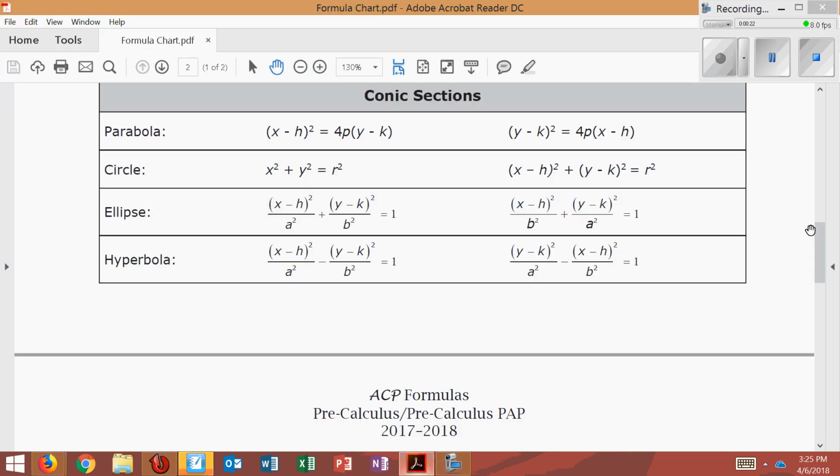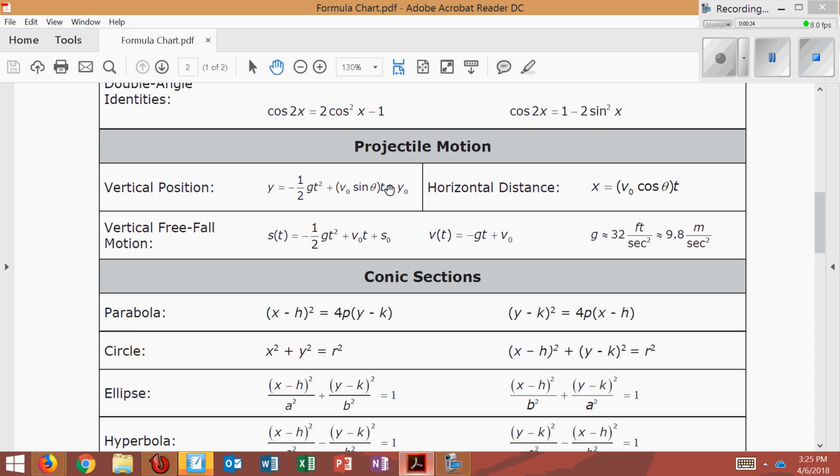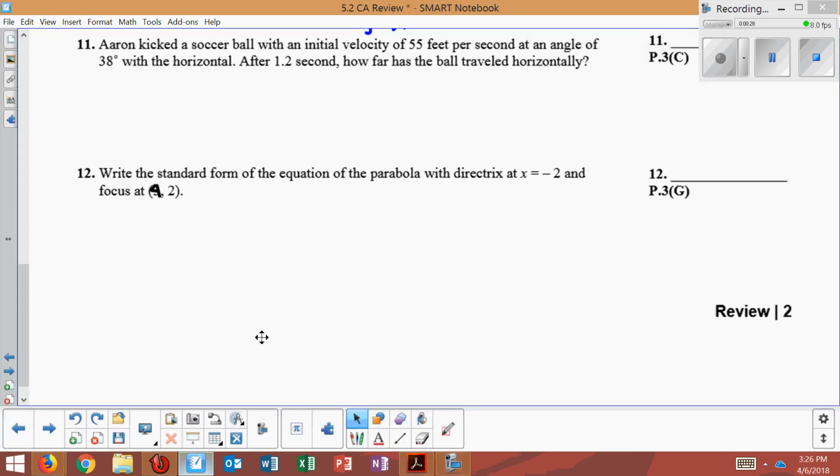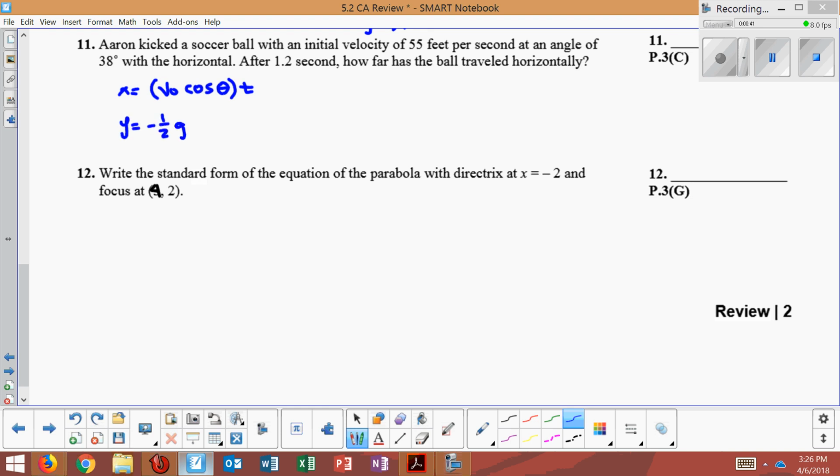We look over at the formula chart and we're going to go to projectile motion. And we're going to use these two equations. So here's what we know about this: when we take the equation, it's always v0 cosine of theta times our time. And the y is going to be equal to negative 1/2 g t squared plus basically the same thing up here: initial velocity times sine of theta times time, plus the initial height.